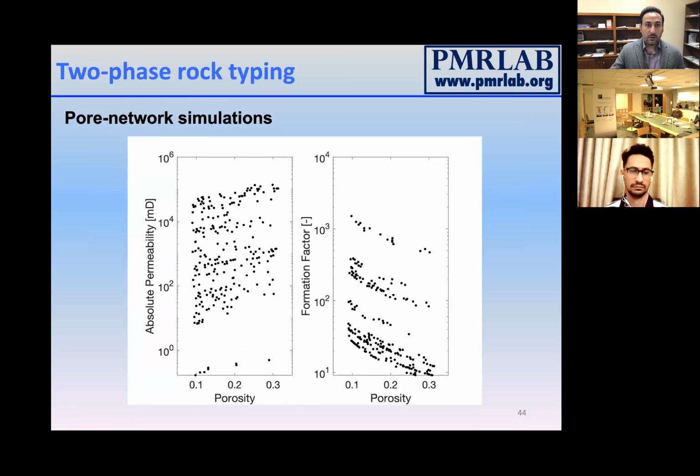Okay, so now I'm going to show you the results of pore network simulations. You see permeability versus porosity. These are all 240 simulations we have. Actually, permeability spans over 5 orders of magnitude. And we wanted to have porosity between 0.1 and 0.3, which is a typical range for rocks. And also formation factor, as you can see, spans almost 2 orders of magnitude. Again, porosity has the same range. So we're covering a pretty wide range of rock types by means of pore network modeling.